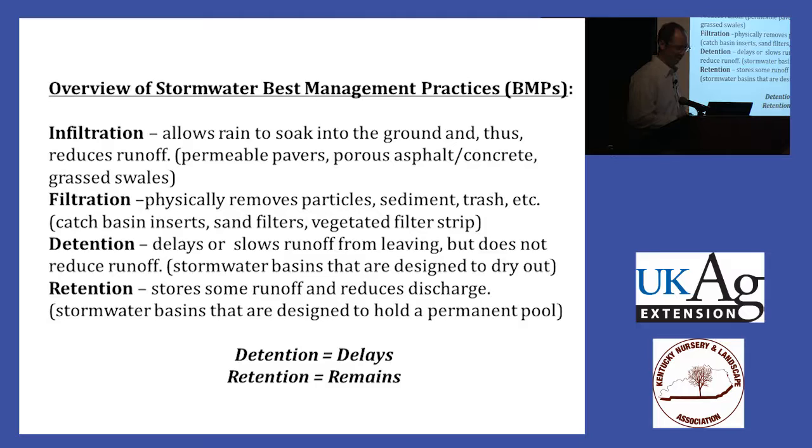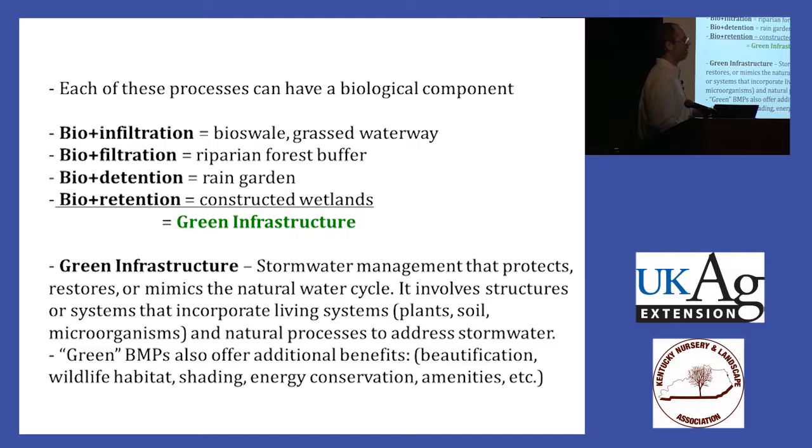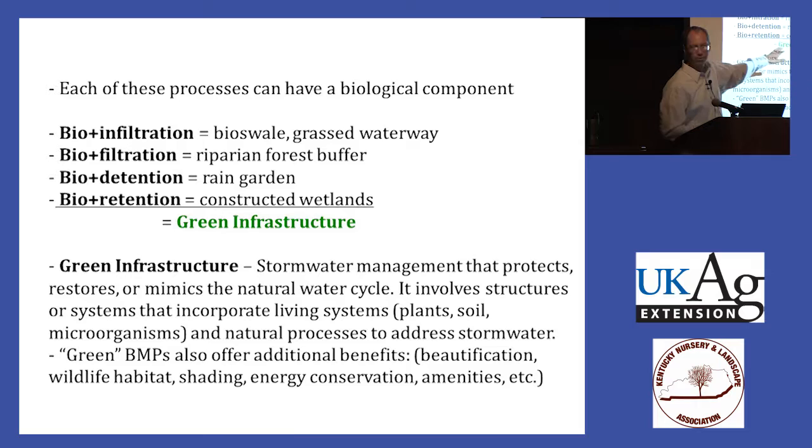But you might hear terms like bioinfiltration, biodetention, bioretention, all this bio plus whatever. And that's all under the umbrella of green infrastructure, where rain gardens would fall into this terminology. So that's used a little bit more with engineers and architects or city planning. They might use this term green infrastructure, an umbrella term talking about stormwater practices that are protecting, restoring, or mimicking the natural water cycle. Usually the green BMPs offer additional benefits. You get flowers and trees to look at, you get oxygen production, all that kind of good stuff.